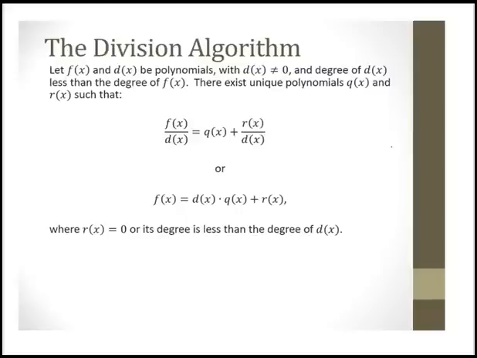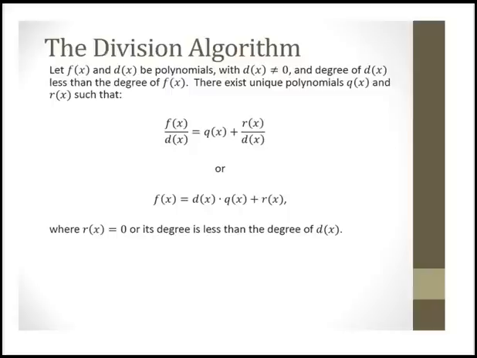The algorithm we have just used is actually based on this thing called the division algorithm, which says that if f of x and d of x are polynomials, with d of x not equal to 0 and the degree of d of x less than the degree of f of x, there exist unique polynomials, q of x and r of x, such that f of x over d of x is q of x plus r of x over d of x. That's what we did.